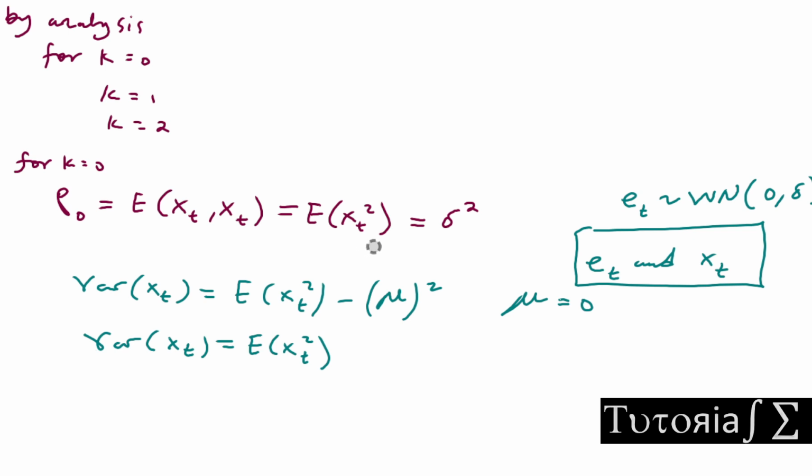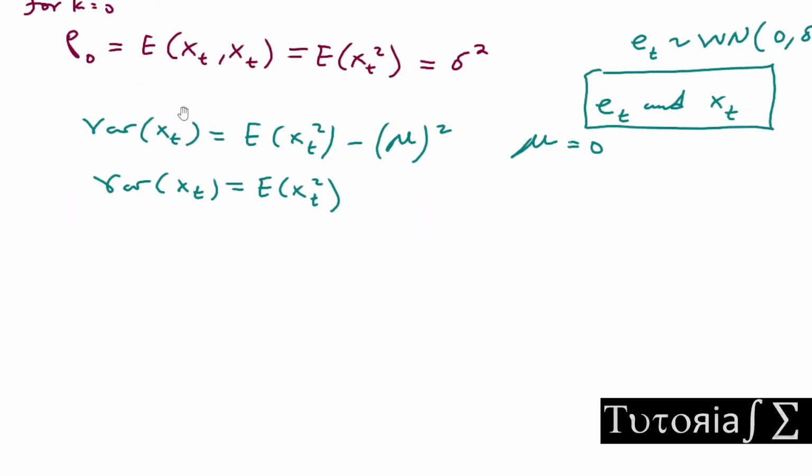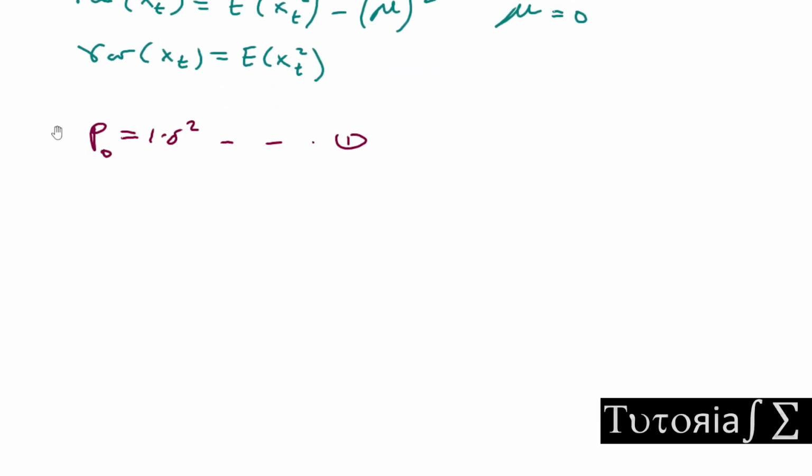So at least for time series, when we have a stationary mean that is 0, all right? So for row 1, we've checked the box. For row 0, sorry. Row 0 is just equal to 1 times the variance. All right, so this is equation 1. Now we check for row 1.